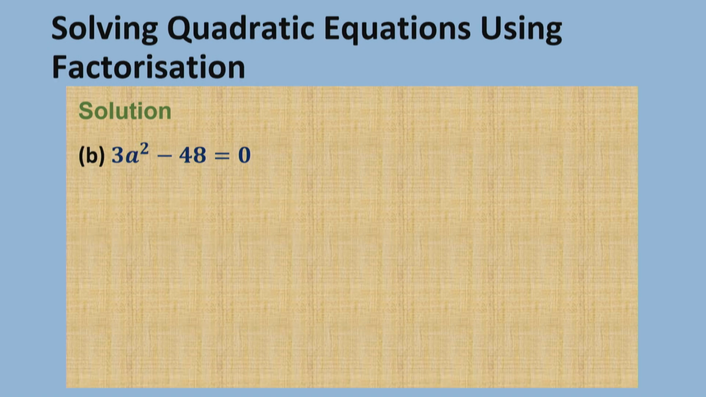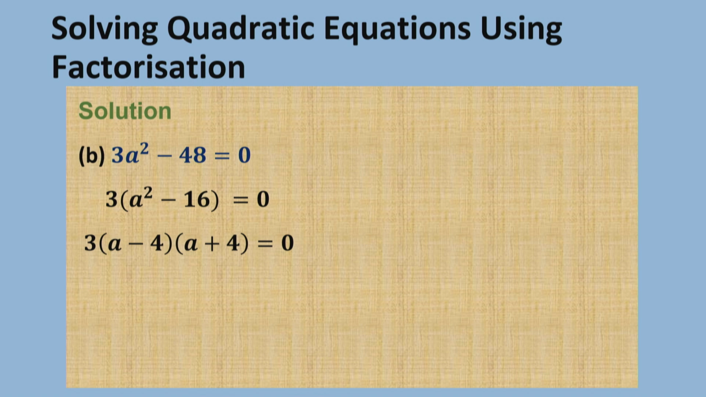Let's take the second one. 3a squared minus 48 equal to 0. So the first step here, we see that 48 can be divided by 3. So that will be 3 bracket a squared minus 16 equal to 0. Now, how do we proceed? Well, we factorize again. So that's 3 into (a minus 4)(a plus 4) equal to 0.